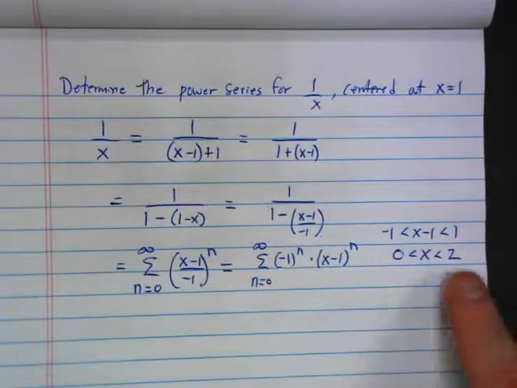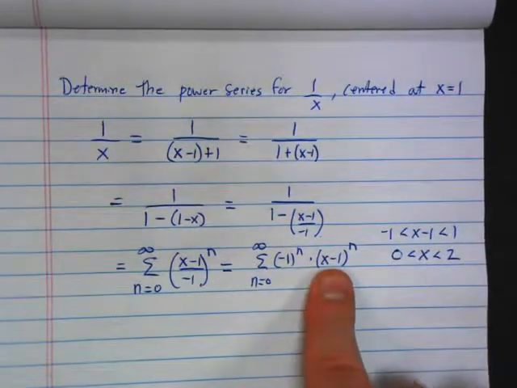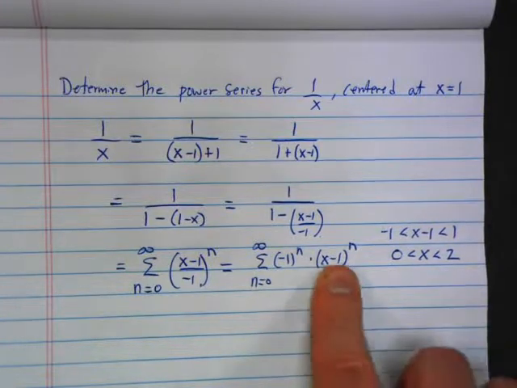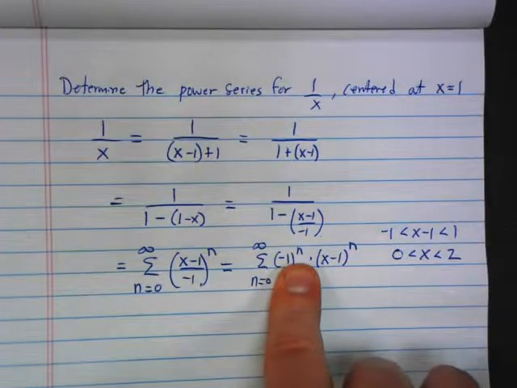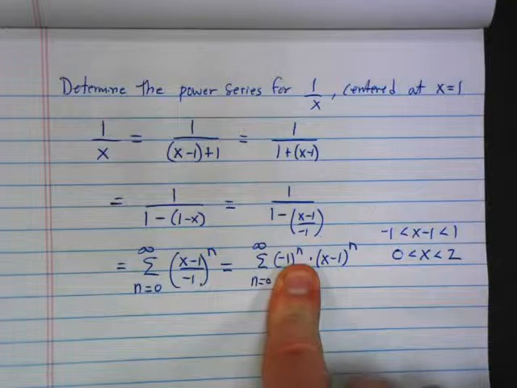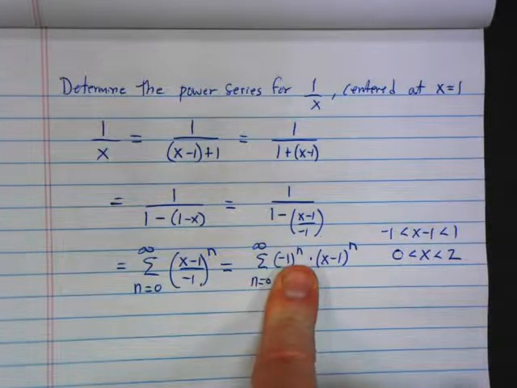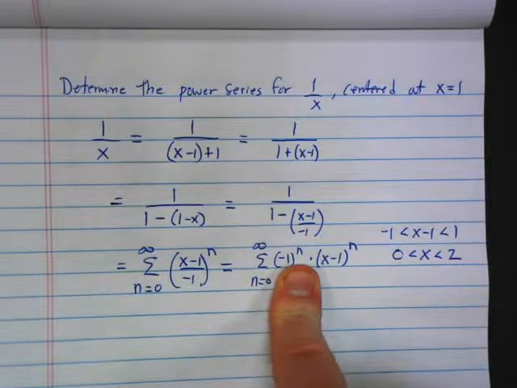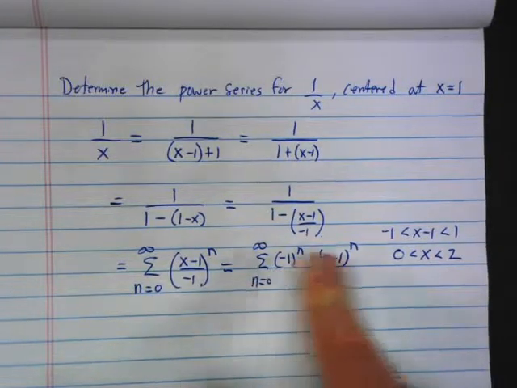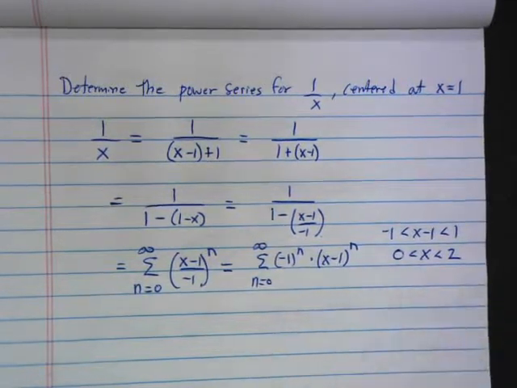So how about when I plug in 0? When I plug in 0, what's 0 minus 1? What's negative 1 to the n times negative 1 to the n? It's the same as 1 to the n. Is that a convergent series? If you take 1 plus 1 plus 1 plus 1 plus 1 and add it over and over again? No, so it doesn't converge at either of the endpoints.